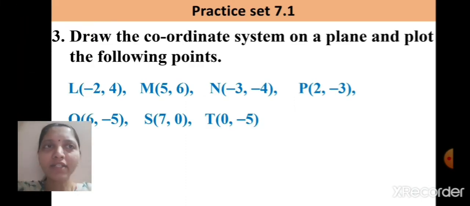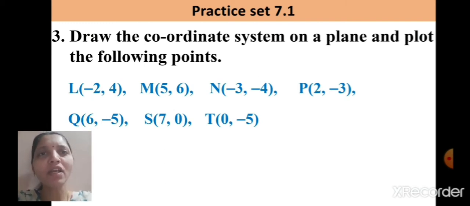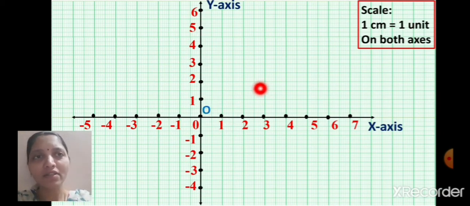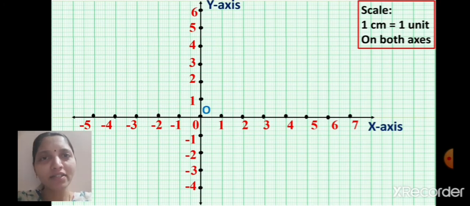Draw the coordinate system on a plane and plot the following points. So here a few points are given to us with their coordinates and you have to plot them on the graph. Okay. So first we will draw x-axis, y-axis and origin. This is known as Cartesian system. And we are going to write the scale on the right top corner. So don't forget to write. I told you on each graph you have to write the scale.